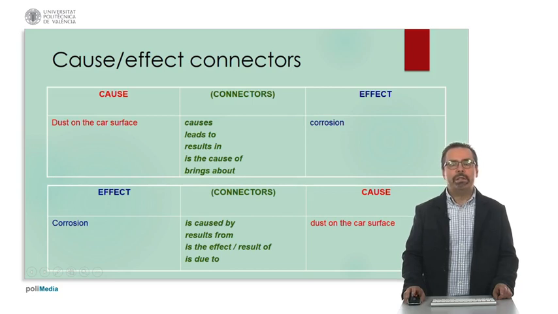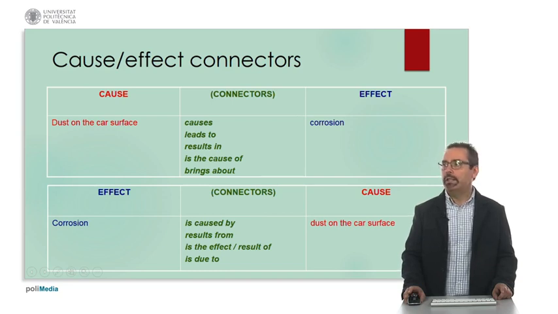It is very important, when we want to express a cause and effect relationship, to know which is the cause and which is the effect. Here on this table we have the cause in red and the effect or the consequence in blue. Then, depending on the location of the cause and the effect in the sentence, we can use one set of connectors or another. For example, if we place the cause at the beginning of the sentence, we can use these connectors: causes, leads to, results in, is the cause of, or brings about.